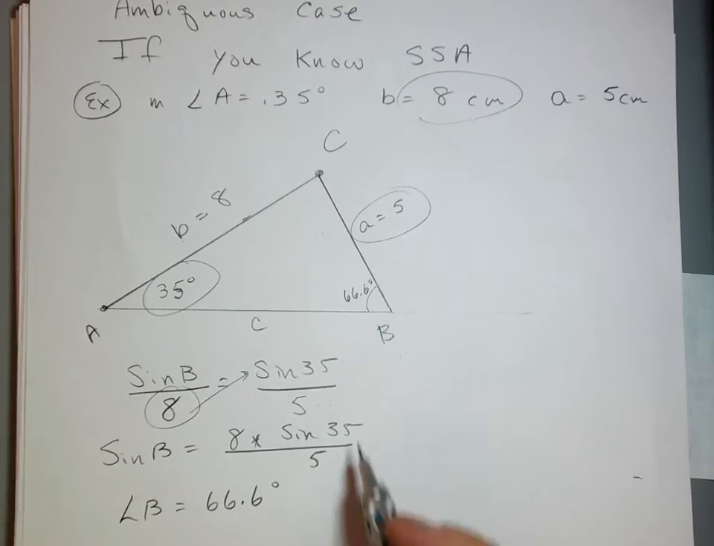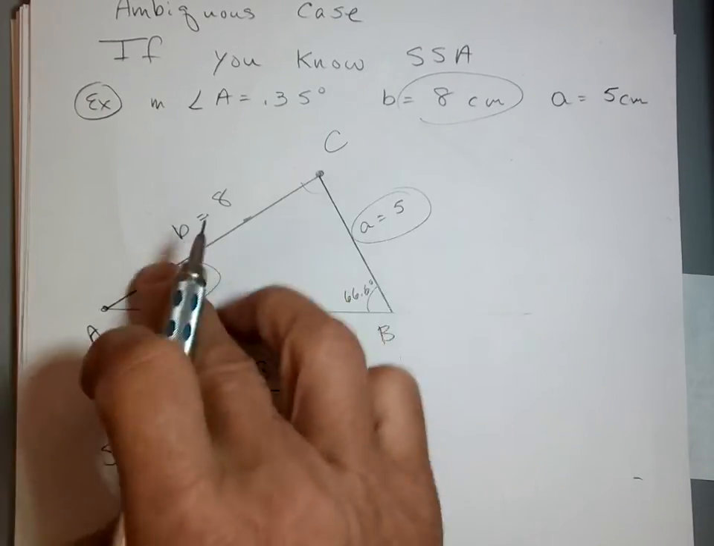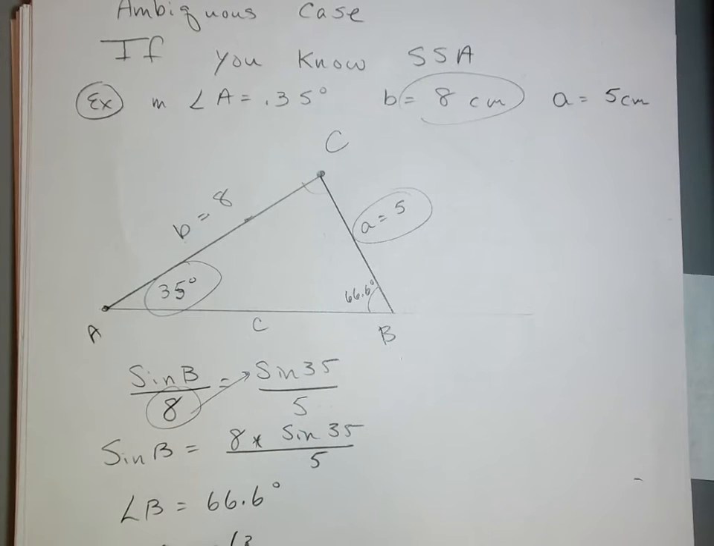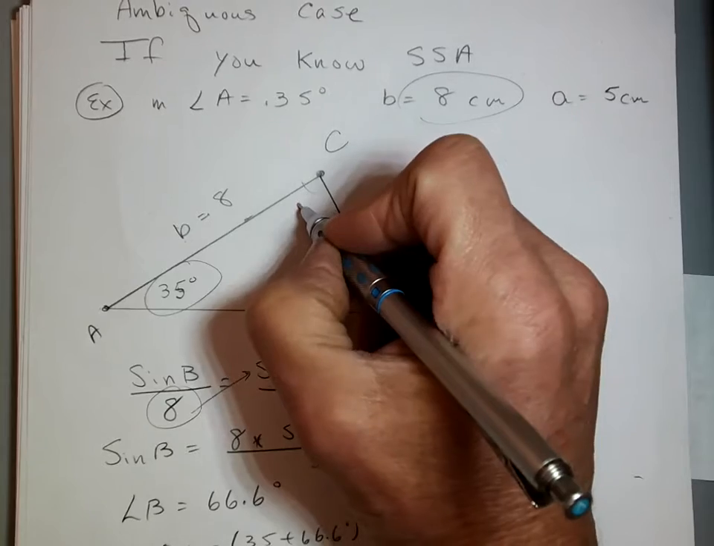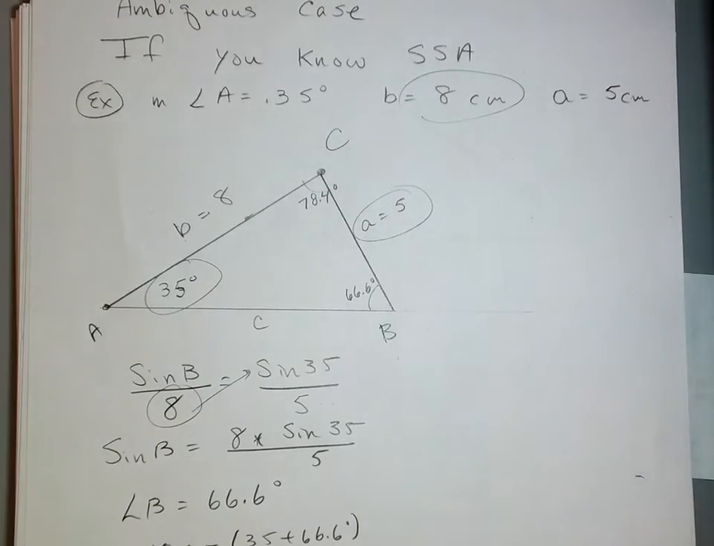Now, if I want to find angle C, I know in a triangle there's 180 degrees, so angle C is 180 minus my 35 plus my 66.6. I use my calculator, 180 minus parentheses, 35 plus 66.6, and I get an answer of angle C about 78.4 degrees. So I'll put that in there too, 78.4 degrees. Okay, I've got all 3 angles from 180.